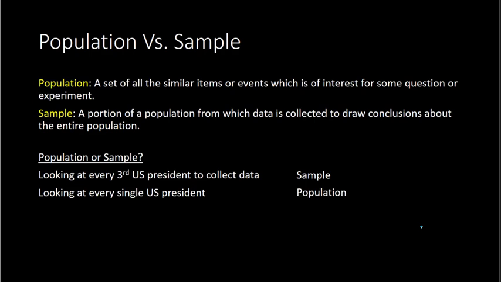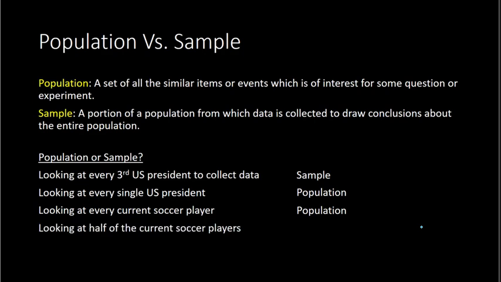president. Now what if you're looking at every current soccer player? This would be a population because we see the word every. We are dealing with every or all the current soccer players, so that is a population. If you're looking at half of the current soccer players, that would be a sample because it is a portion of the entire population.